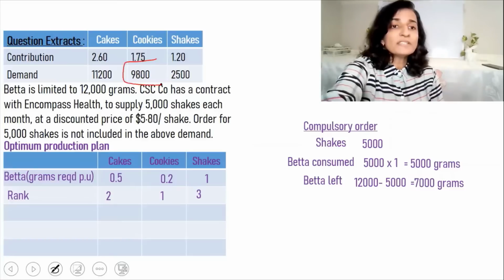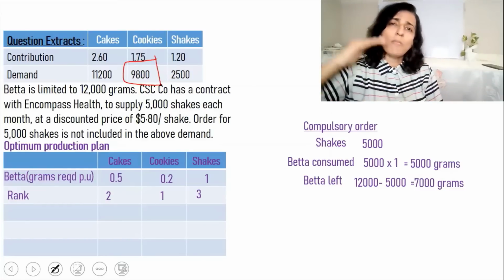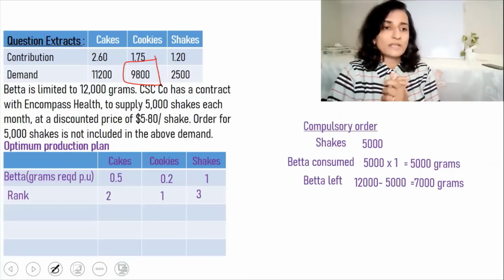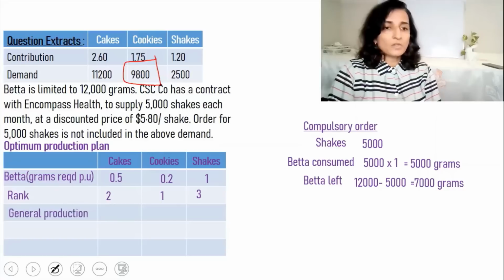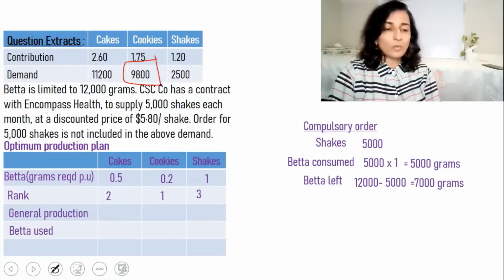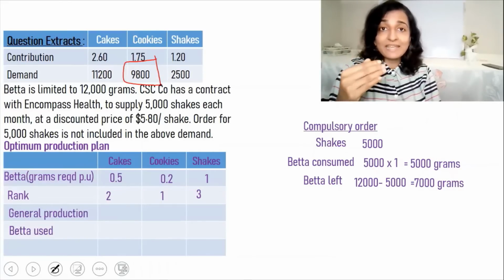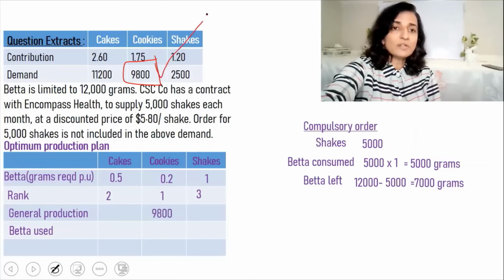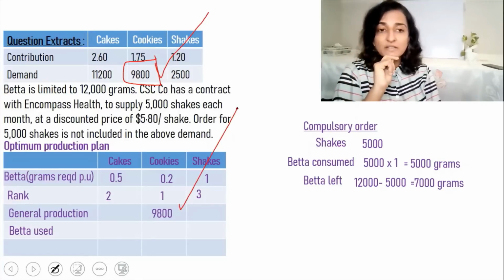The demand for cookies is 9,800, so the maximum we can manufacture is only 9,800 cookies. So let's manufacture 9,800 cookies in general production, and we will just see how much beta is getting used up.